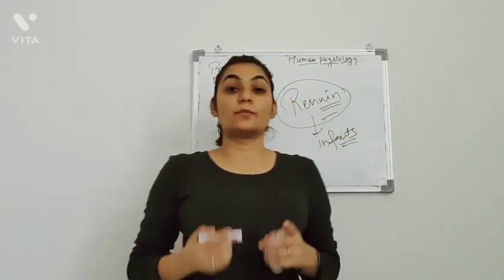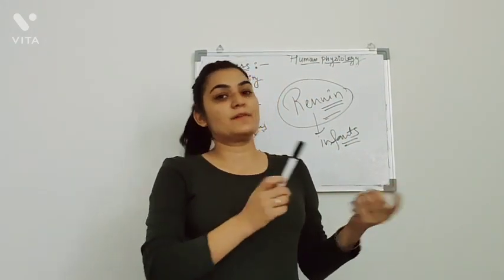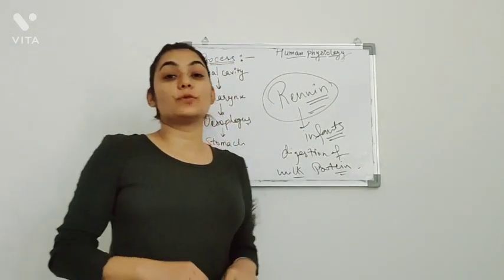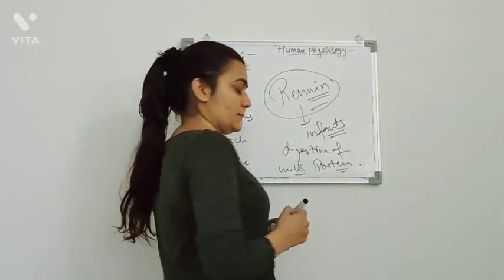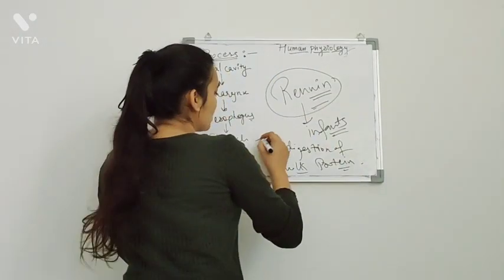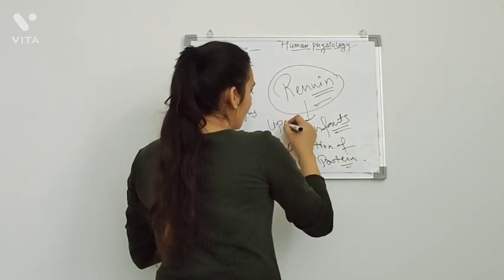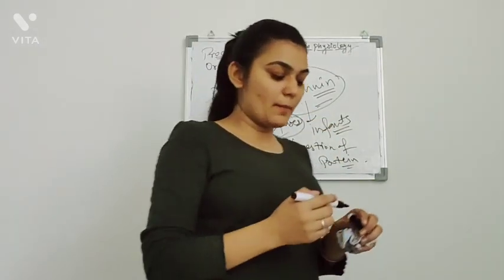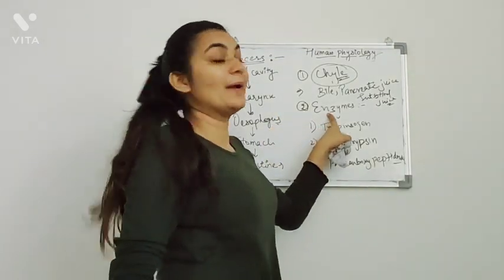Okay, we are discussing protein digestion. In infants, rennin helps in the digestion of the milk proteins. And in the stomach, we have one more enzyme, lipases. You can say lipases. Okay.